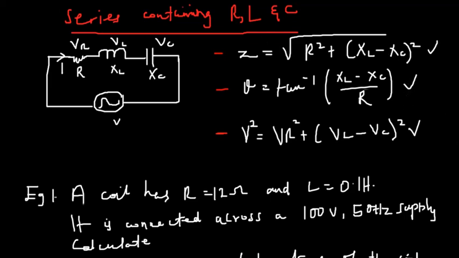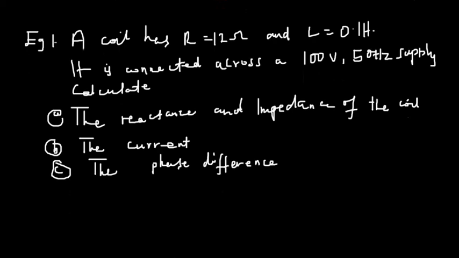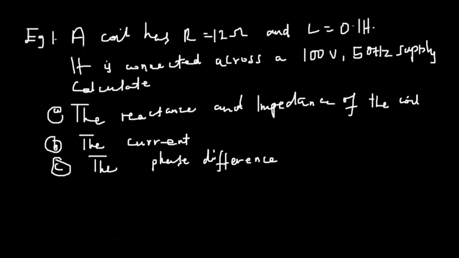Now let's take an example in order to help us understand the topic. We've been given a certain question. A coil has a resistance of 12 ohm and an inductance of 0.1 Henry. H is Henry. It is connected across a 100 volts, 50 hertz supply, and we have to calculate the reactance and impedance of the coil, the current, and the phase difference.